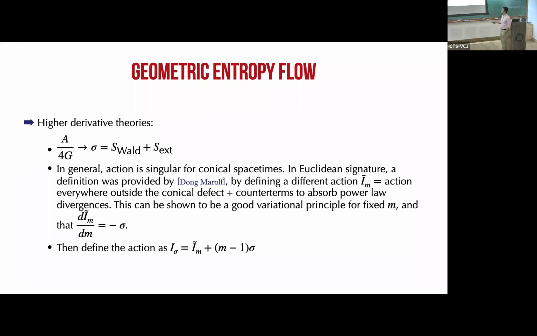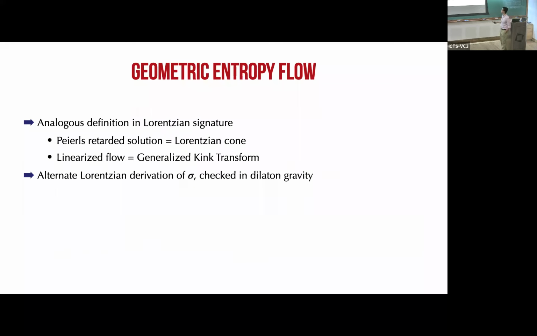And once you do that, now everything is finite, so you can define the action by including stuff inside the conical defect by just adding in this extra term. It's just like a Legendre transform. I'm happy to talk about this later. Maybe I should end. So what we've been trying to do is this analogous calculation in higher derivative theories. We've already checked it in some simple dilaton examples. And it's basically a generalization of the kink transform, where you again add in a Lorentzian kink, a Lorentzian cone, and compare the data before and after that.